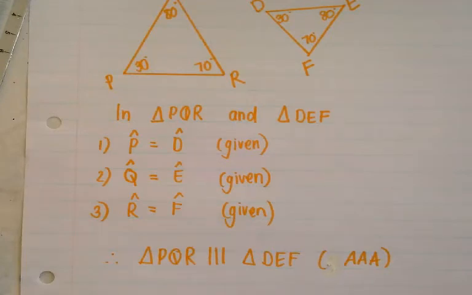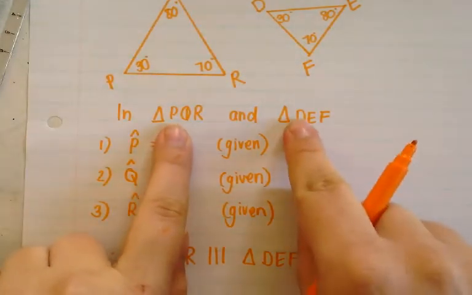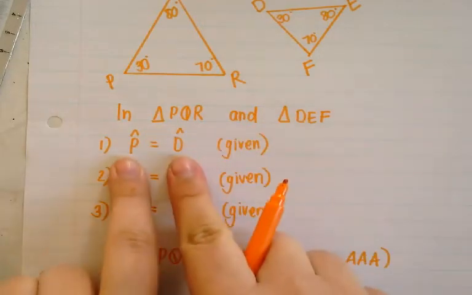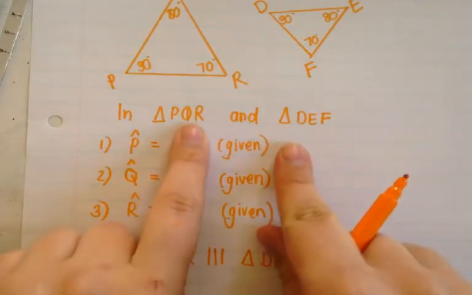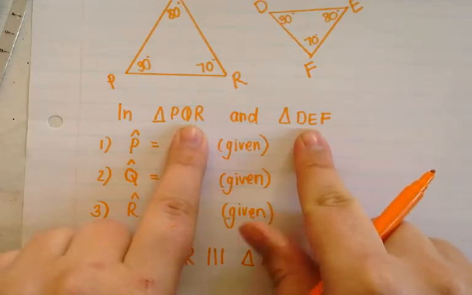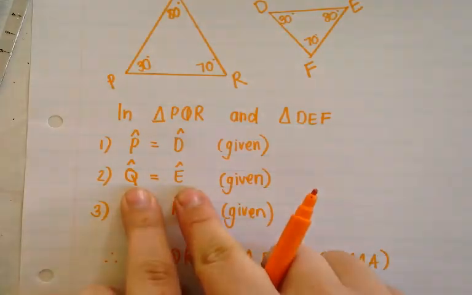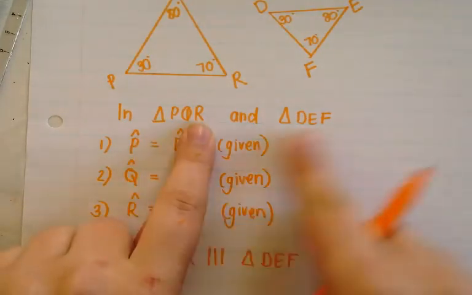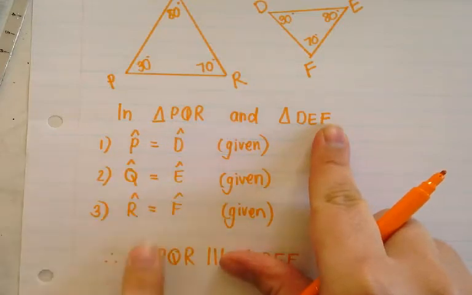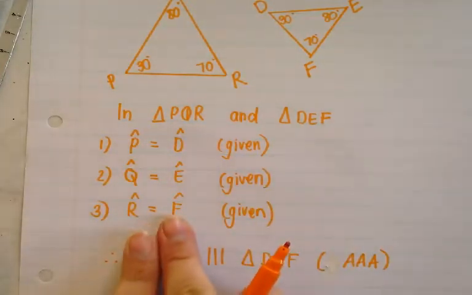But even from the name of the triangles, we should have been able to see which angles should have matched. P and D should have matched because they are the first letters in each name. P and D did match. Q and E should have matched because they're the second letters in each name. Q and E did match. And R and F should have matched because they are the third letters in each name. R and F did match.